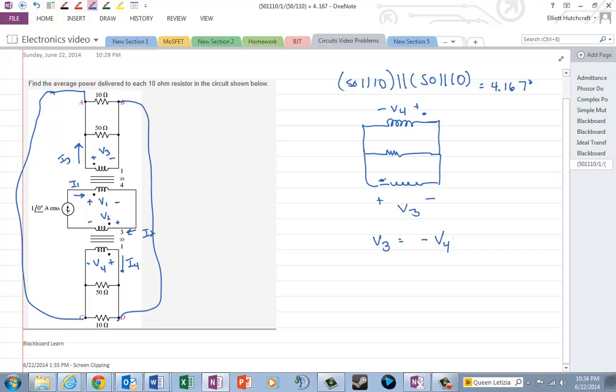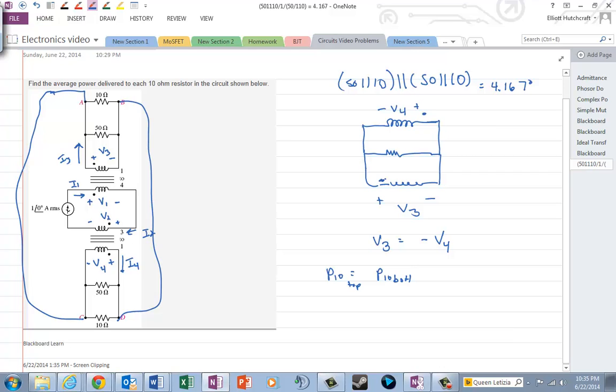Okay, so one thing that's going to happen is the power in both of these 10 ohms, since everything is tied in parallel, well, that just tells us straight away what? It tells us the power in the 10 ohm at the top is the same as the power in the 10 ohm at the bottom, because they have the same voltage across them. So we just need to find out what that is. So if we find V3 or V4, then we're in good shape.